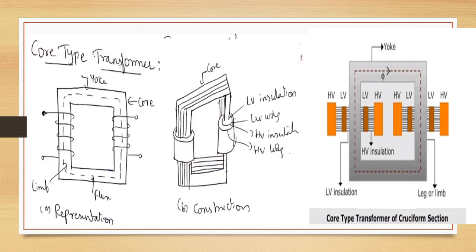The low voltage coil is placed inside near the core, while the high voltage coil surrounds the low voltage coil. The core is made up of a large number of thin laminations. As the windings are uniformly distributed over the two limbs, natural cooling is more effective. Coils can be easily removed by removing the laminations of the top yoke for maintenance. Figure A is showing the schematic representation of the core type, and this figure is showing the view of actual construction of the core type of transformer. LV is low voltage, HV is high voltage here: LV insulation and HV insulation, LV winding and HV winding.